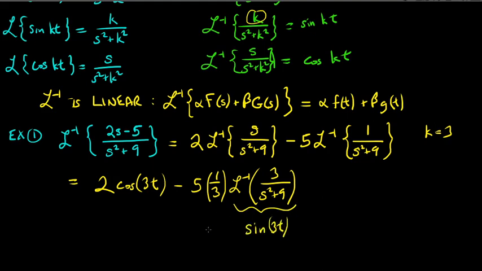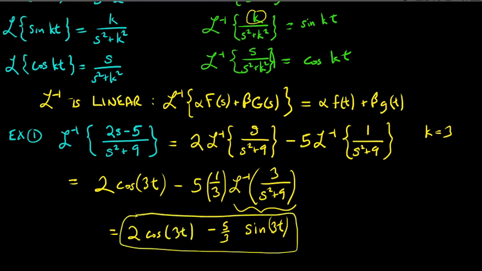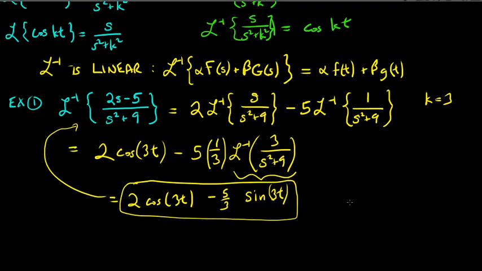But now we have this minus 5/3 in front. So putting it all together, you get 2 cosine of 3t minus 5 over 3 sine of 3t. And that's the inverse Laplace transform of (2s minus 5) over (s squared plus 9). Okay, so that's the idea.